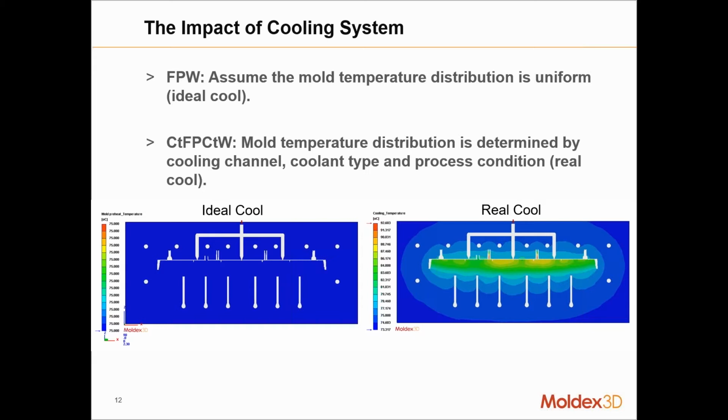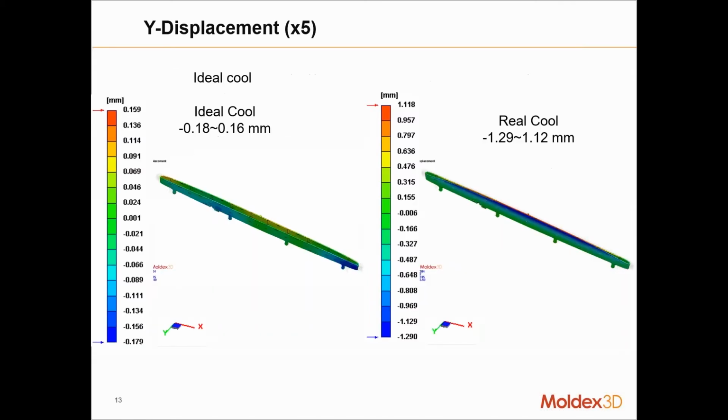And when you do such a comparison, you will also have a very good idea of what is the impact of such a heat accumulation. Depending on the application, then you're able to make a decision about how big or small is the impact. So for example, what you're looking at here is a Y displacement, which you can see the axis here. And you are comparing what your Y displacement is like when you run an ideal cool versus an actual real cool. So in this case, you do see that the part seems to be warping more when you run your actual real cool analysis.